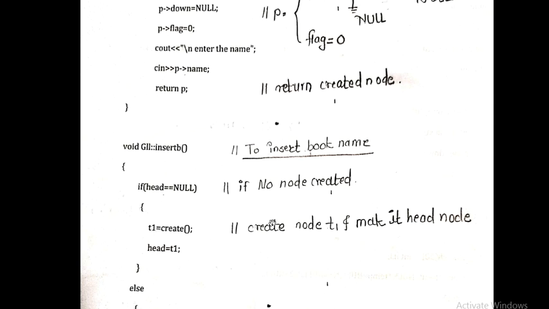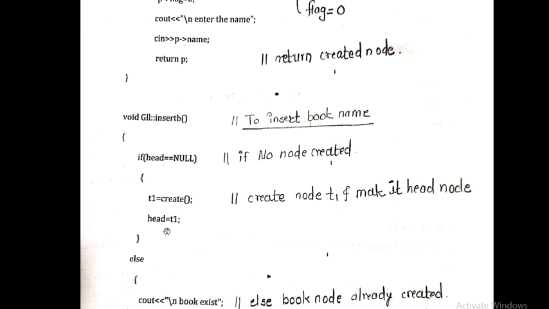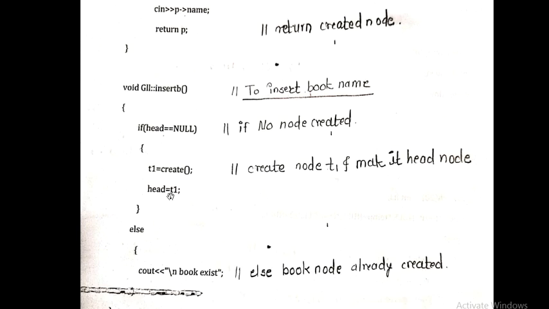My head node. So we have created the node T1 and I am saying that T1 node is my head node because it is the root node. It is the head node of this whole book concept, right? So create the node T1 and make it a head node. So we have created it as a head node. Here you can see that T1 is assigned to the head node.